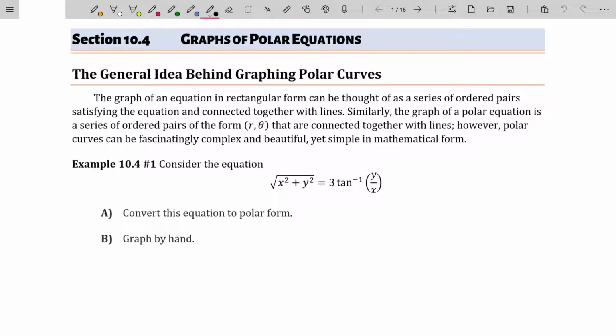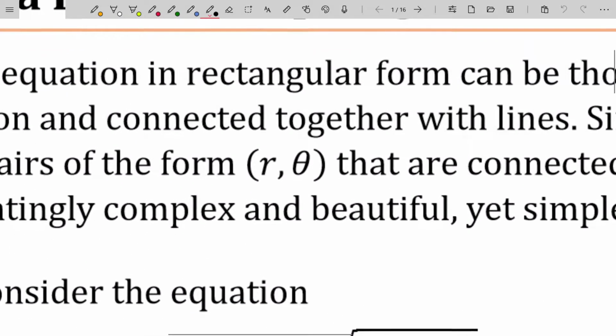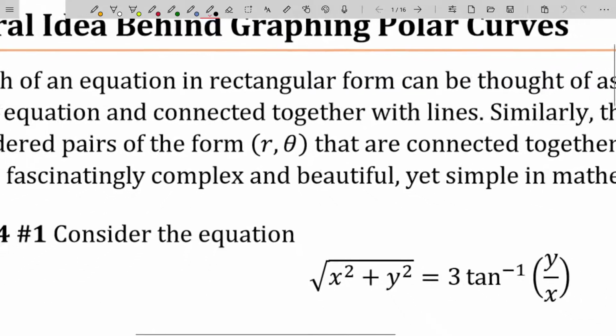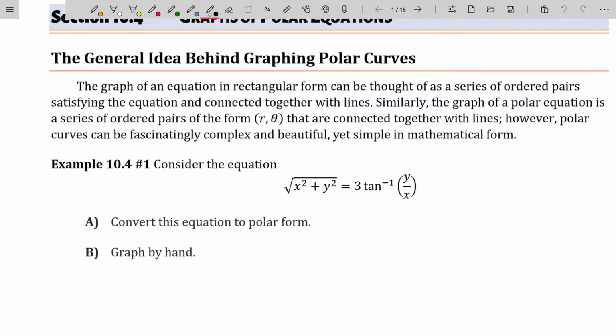And what are polar curves? All that fun stuff. So we'll start with this paragraph up above. The graph of an equation in rectangular form can be thought of as a series of ordered pairs satisfying the equation, and those ordered pairs are connected together with lines. Along the same lines, the graph of a polar equation is a series of ordered pairs as well. But those ordered pairs, as we know, are of the form r comma theta instead of x comma y. But those points are still connected together with lines. The difference is that polar curves are fascinatingly complex and beautiful, yet simple in mathematical form.